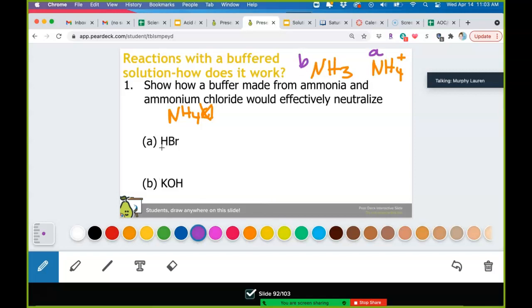So if you're going to throw hydrobromic acid, a strong acid, in there, I'm going to represent the strong acid like this, and you can also represent it like this. The acid is going to be neutralized by the basic part of the buffer, this guy. The H plus and the NH4 plus aren't going to do anything. They're going to see each other and be like, hey, what's up? We're the same kind of thing. But the basic part of my buffer will neutralize the acid. So when you write out the reaction, it looks like this: H plus plus NH3.